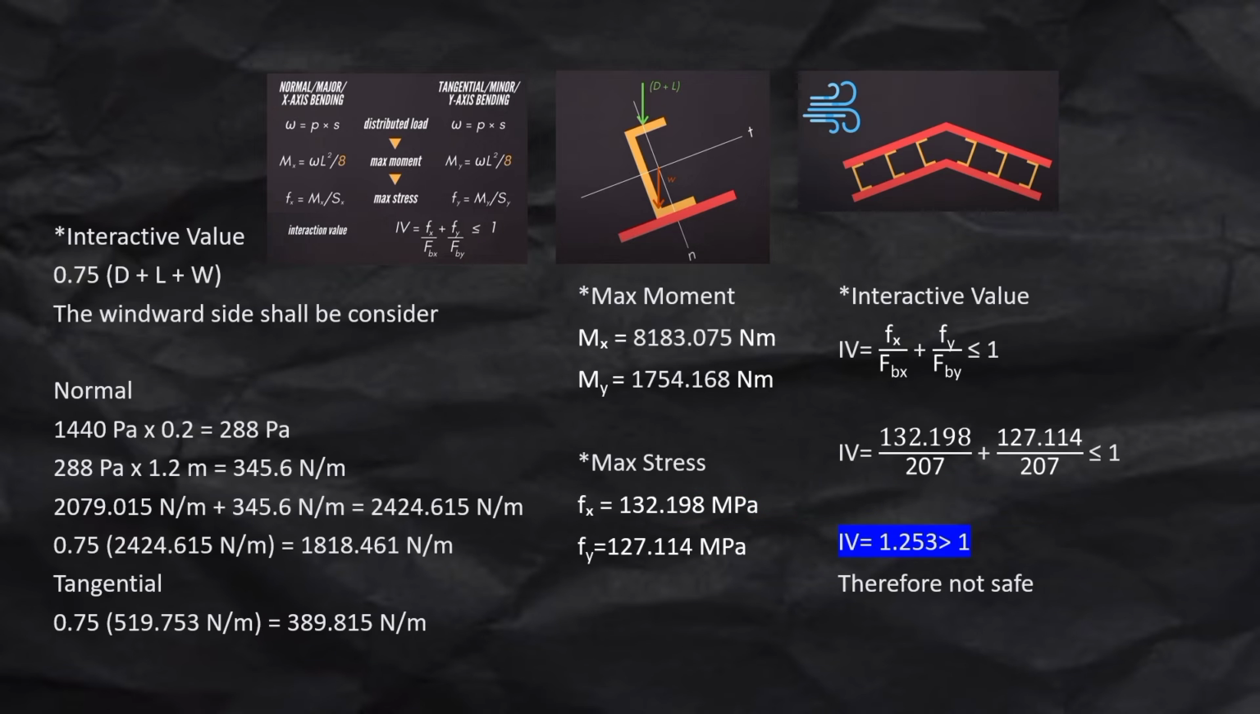For the computation ng number 3, we're going to do 0.75 daw ng dead load plus live load plus wind load we can consider. So, the windward side shall be considered kasi nandun yung mabigat na part.